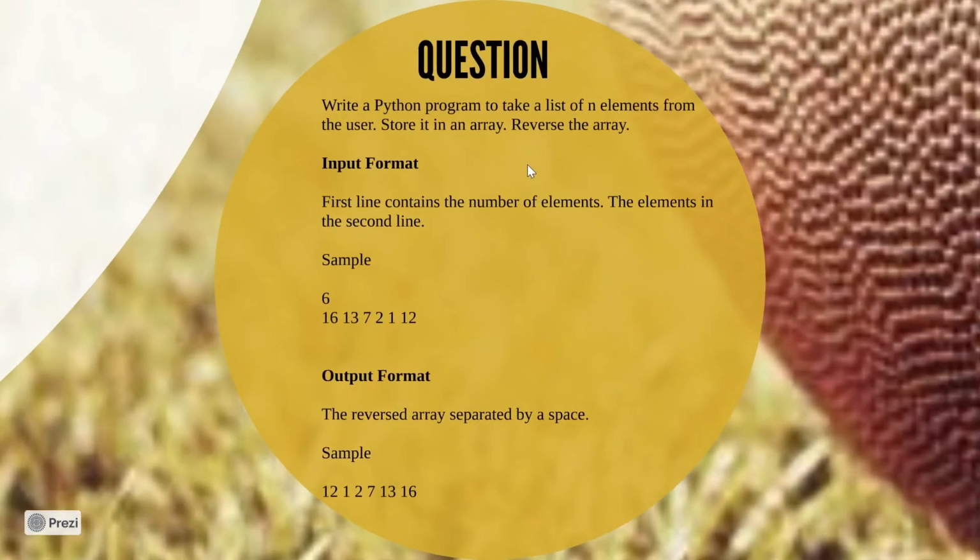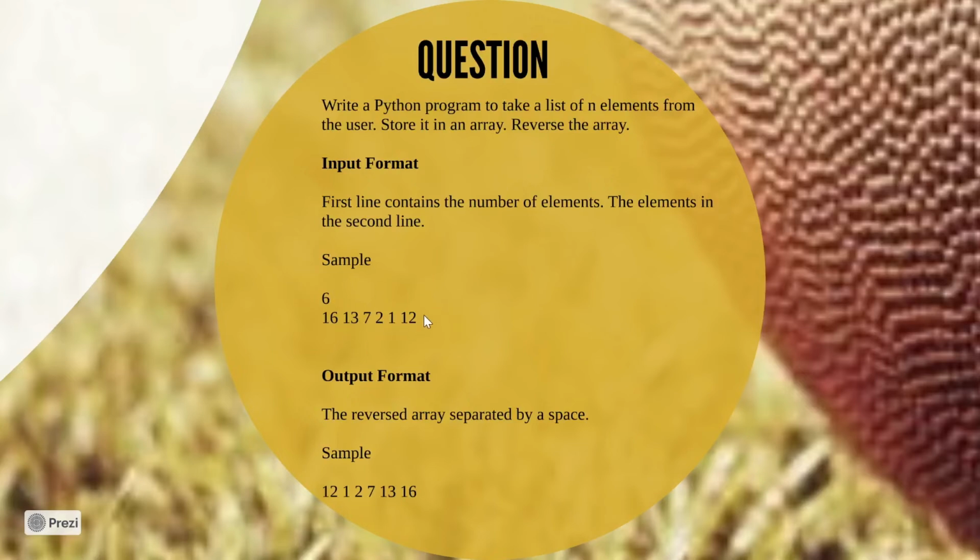So you need to write a Python program to take a list of n elements from the user and store it in an array and reverse the array. So your input format will be more or less like this. You will first of all tell what is the number of elements that you are having. So the number in my list is 6. You will take inputs 1, 2, 3, 4, 5, 6.